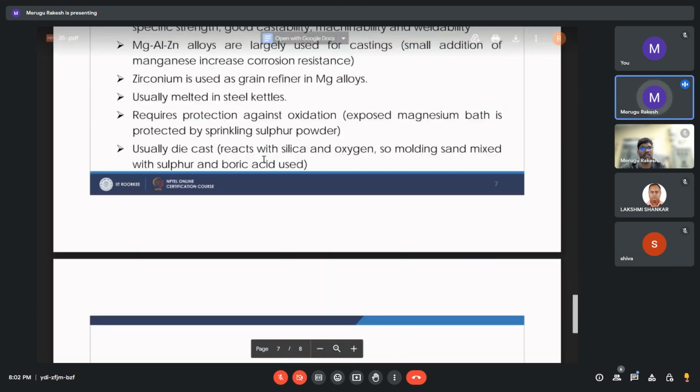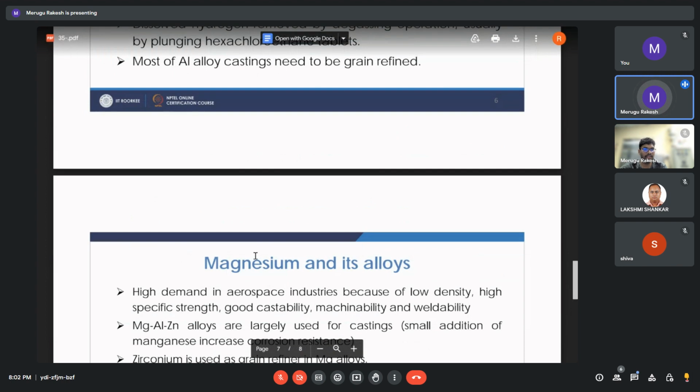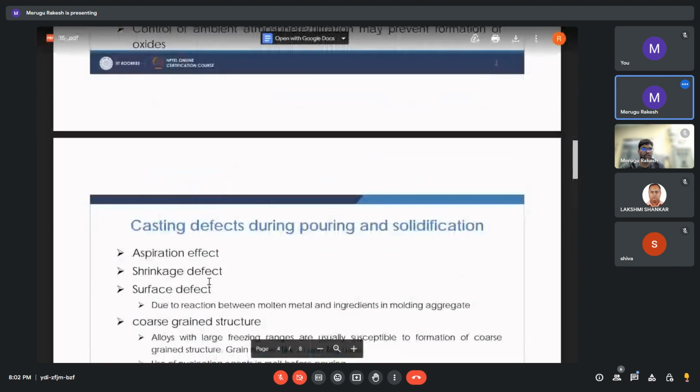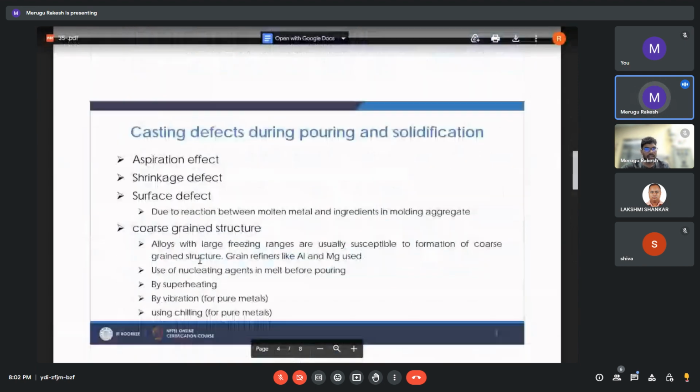Yeah, that is about these non-ferrous castings. We discussed magnesium, aluminum, and copper. These are the main three non-ferrous castings that we use. Any doubt in these?